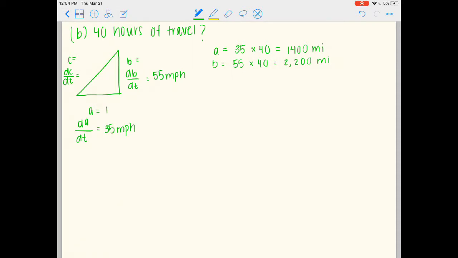So using the equations we just used, we now have the known values of the length of side A and the length of side B. So we can plug in 1,400 miles into side A and 2,200 miles into side B. Next, to find the length of side C, we can use the Pythagorean theorem.